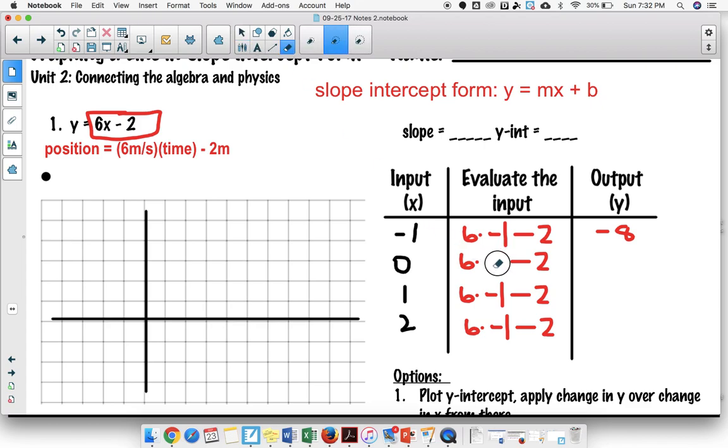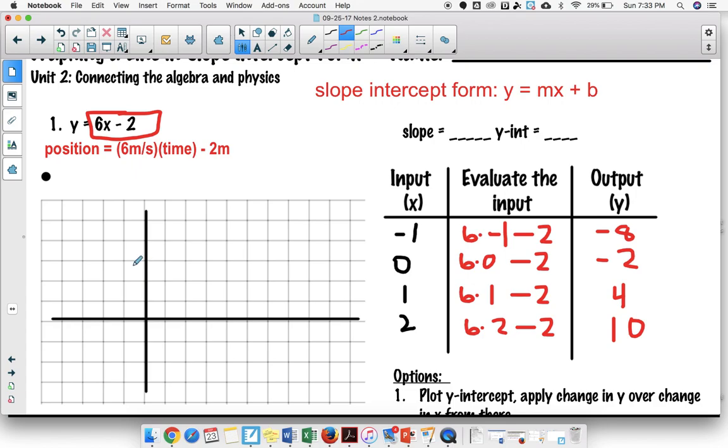So this will become 6 times 0, 6 times 1, and 6 times 2. And so 6 times 0 is 0. Take away 2 is -2. 6 times 1 is 6. Take away 2 is 4. And 6 times 2 is 12. Take away 2 is 10.